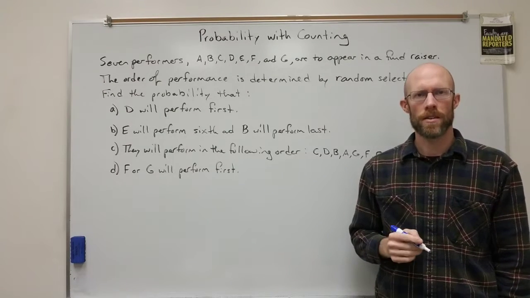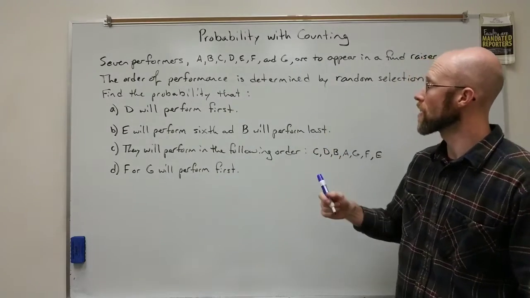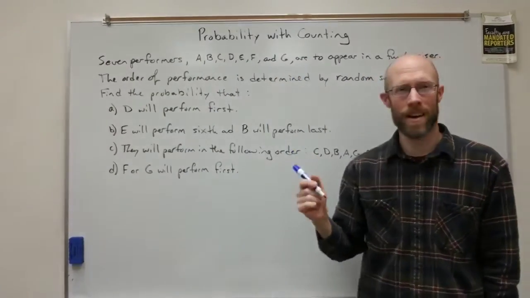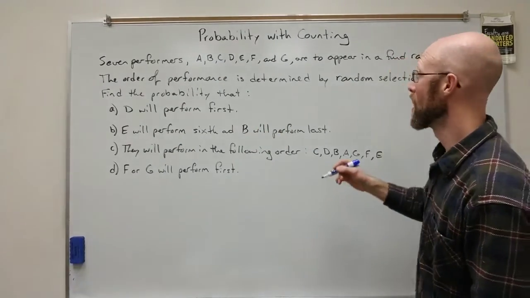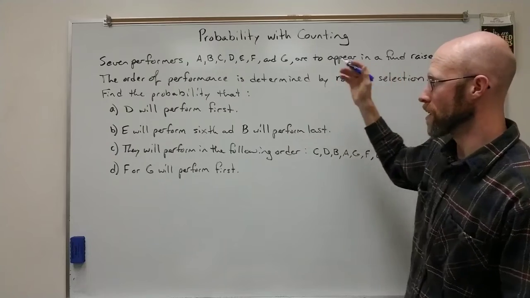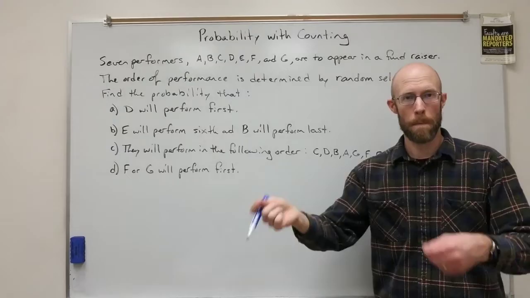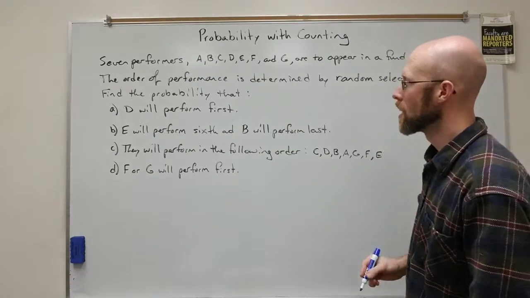All right, let's take a look at an example that's more like what you would see in your homework. Here I have 7 performers. We're just going to label them A through G, rather than giving them names and having to write all that out. And they're to appear at a fundraiser. The order of performance is determined by random selection. So just picking people out of a hat, basically, and having them perform.